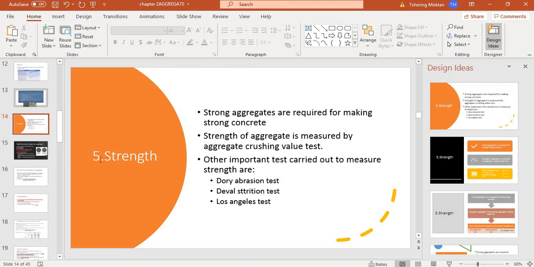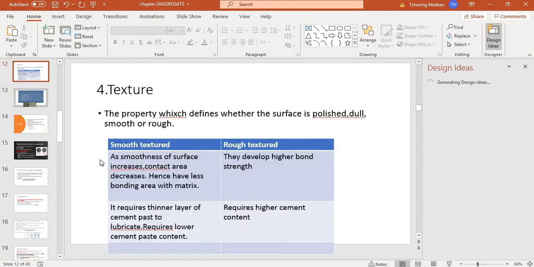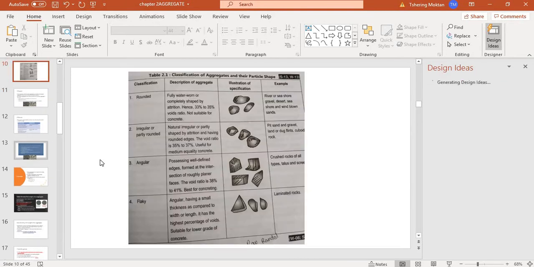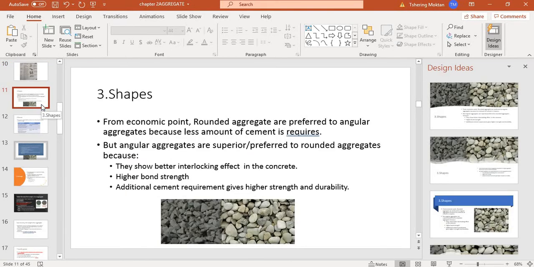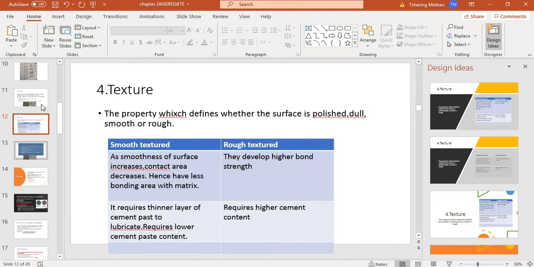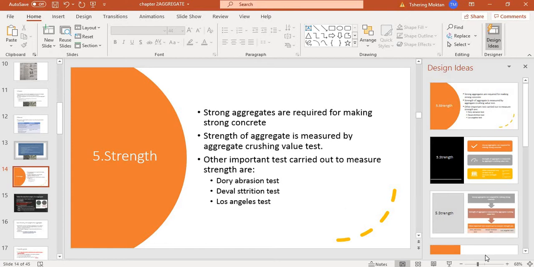Good morning, students. This will be your lecture 10 of concrete technology. If you remember, last class we started a new chapter, that's aggregate. We studied the properties of aggregates, mainly how the shape affects the strength, and how the shape is going to affect the concrete type and concrete quality. We studied about texture, rough and smooth texture, and now we are going to see about the strength.